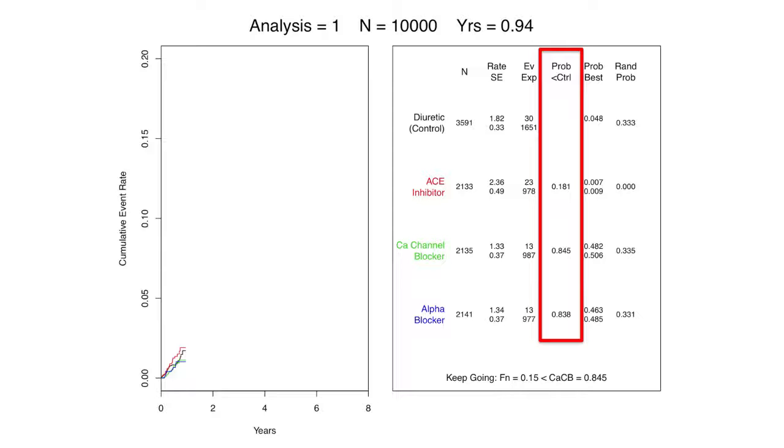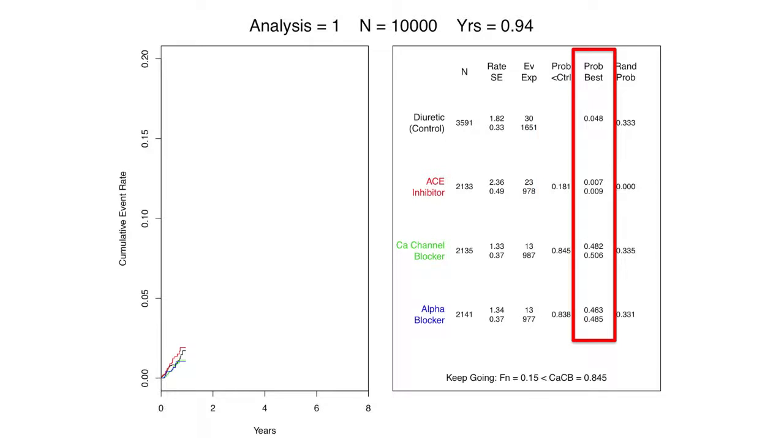Based on the current data, 10,000 patients, though most with limited follow-up, there's only an 18% chance ACE inhibitors have a better event rate than control, but an 84% chance calcium channel blockers and alpha blockers are better than control. Next, we show the probability each arm is best amongst all 4 arms in the top in each group here. We see there's a 5% chance diuretic truly offers the lowest event rate versus a 1% chance for ACE inhibitors versus 48% for calcium channel blockers and 46% for alpha blockers.